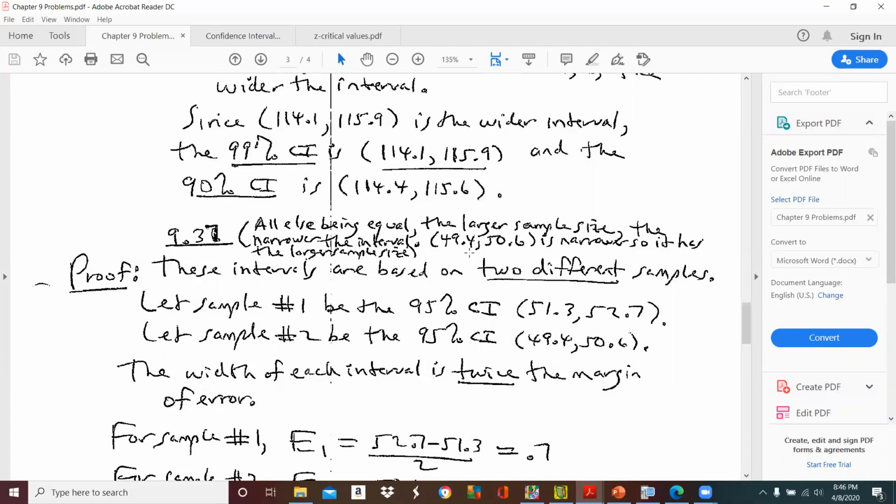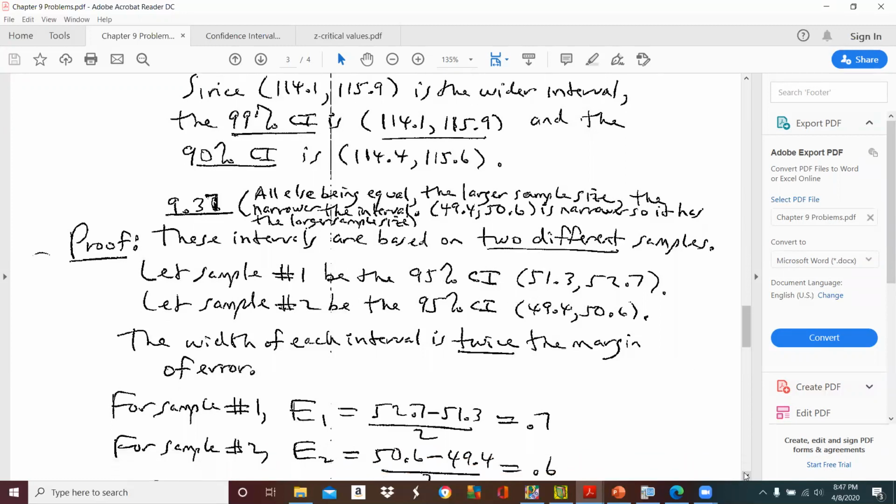So since 49.4 to 50.6 is more narrow than the other one, this interval must have the larger sample size. So the more narrow the interval, the larger the sample size, if everything else is the same: the same confidence level, the same standard deviation. So let's just prove it here. So here are the two different samples. Let sample 1 be this interval. Let sample 2 be this interval.